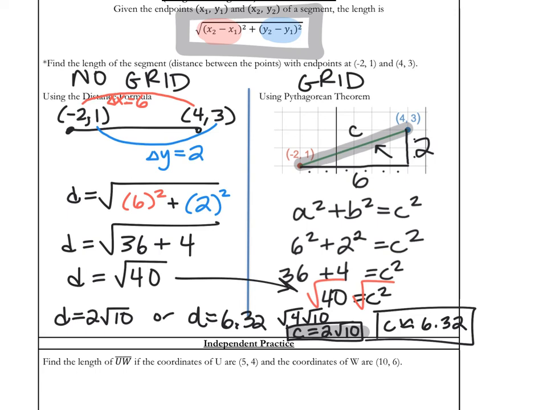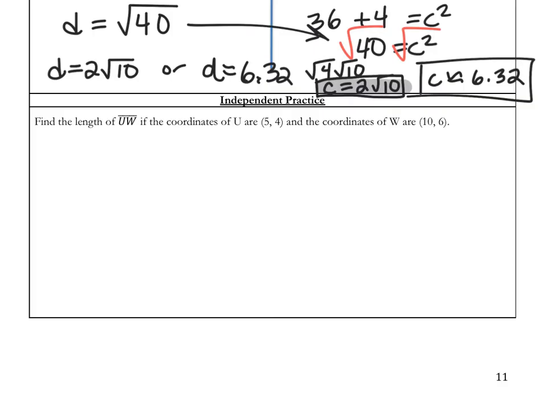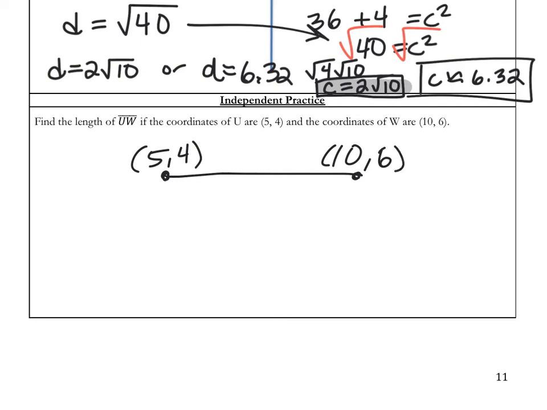I would like you to try the independent practice one on your own. Let's go ahead and check it. Find the length of UW if the coordinates of U are 5, 4, and the coordinates of W are 10, 6. Okay. Find the distance. You don't have a grid, so it would be a bad idea to use Pythagorean theorem. We're going to use distance formula then. You can subtract 10 minus 5, 6 minus 4. That's fine. I'm just going to find how are they changing.